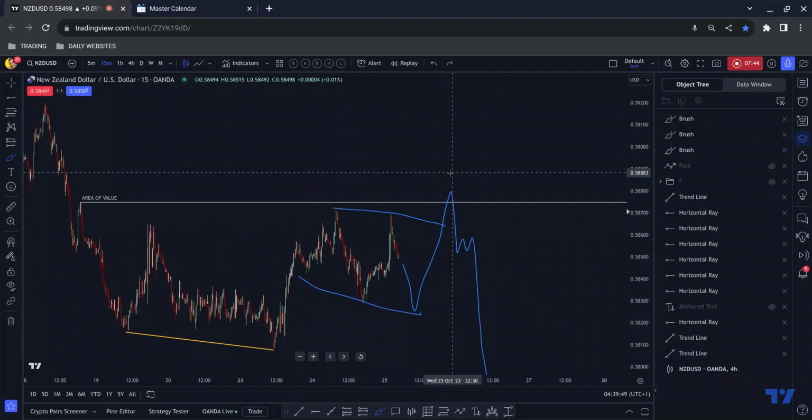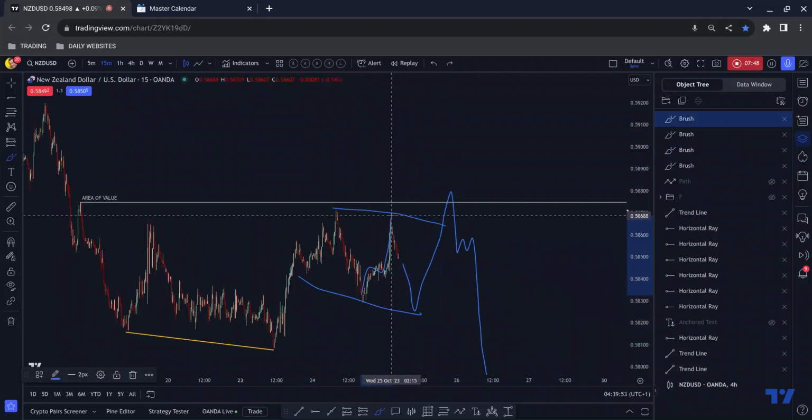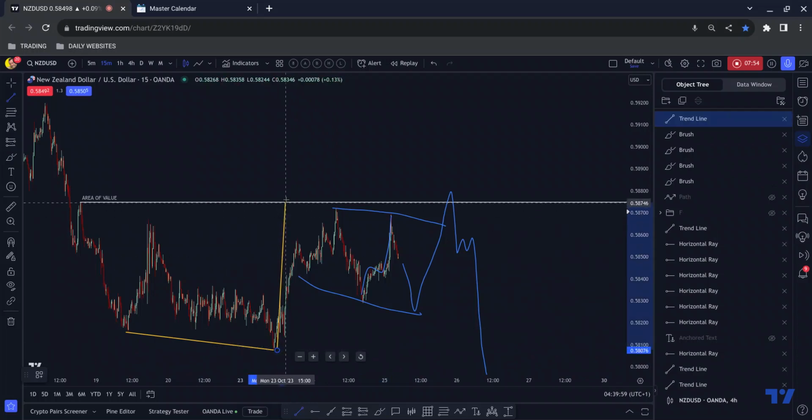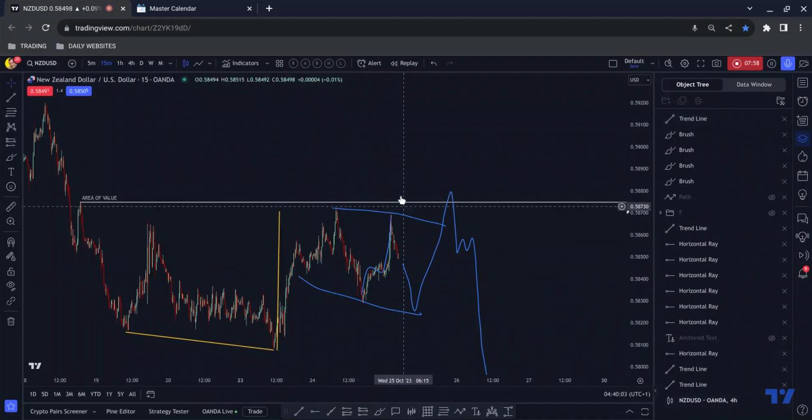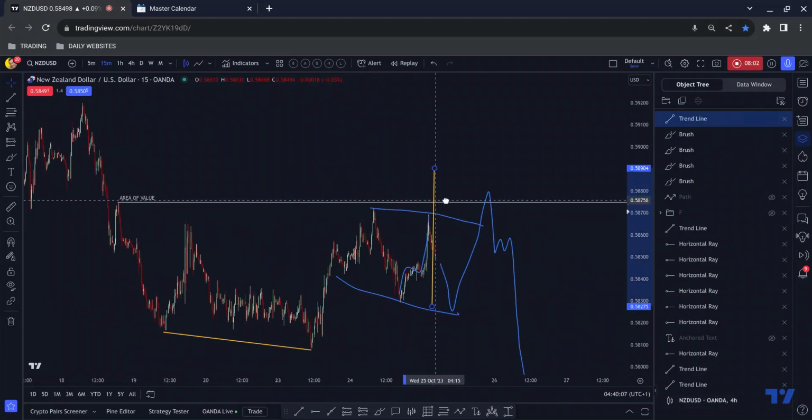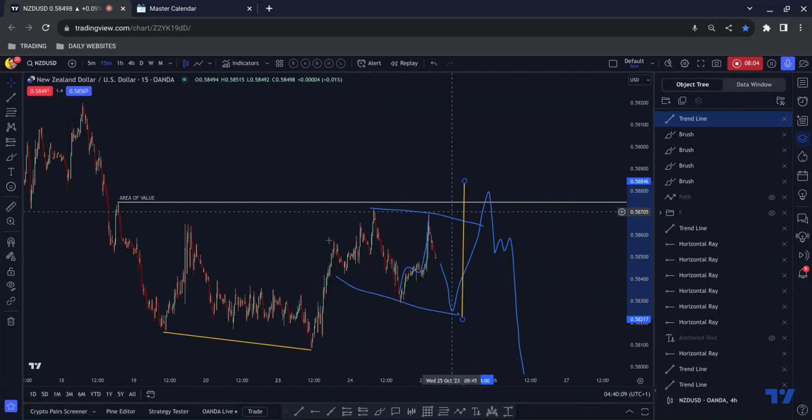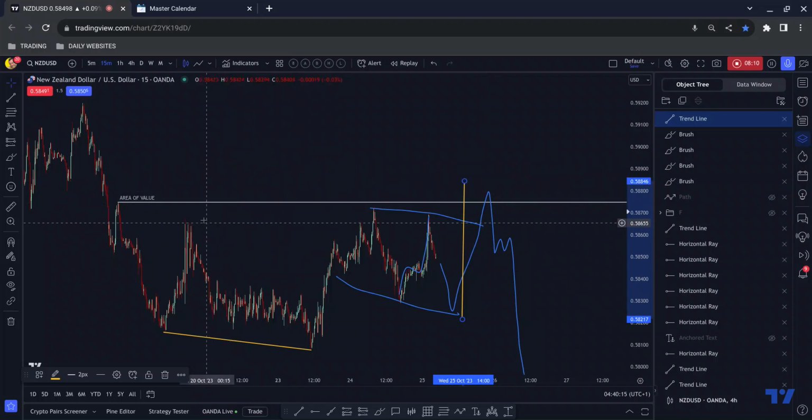And if we just analyze the middle bit, we would have a 1, 2, 3 within this 1, 2, 3, which then breaks the high. And then if we measured this impulse, and said that this was an impulse correction continuation, and we measured that from here, that would take us to just above there, and then we could be looking for a push down and a flag to get short, okay? And then we would also have that 1, 2, 3, okay?